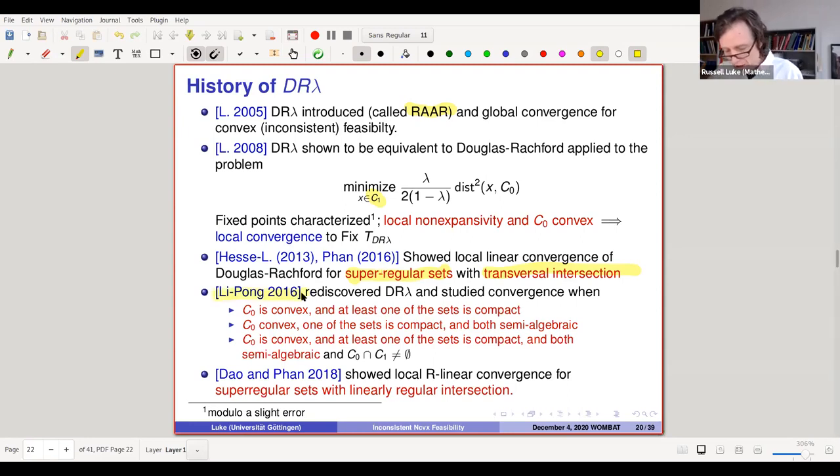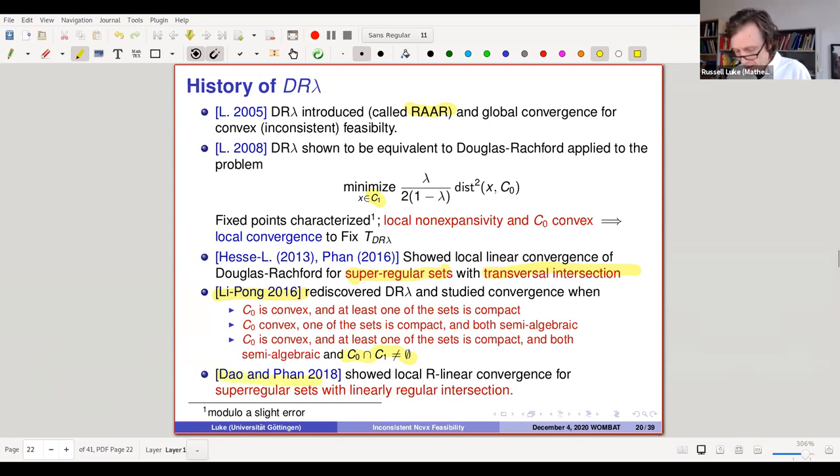Li and Pong in 2016 sort of rediscovered the relaxed Douglas-Rachford, and they were able to show convergence of this in increasingly wild settings. First, if it's convex and one of the sets is compact, they get this. If one of the sets is convex and at least one is compact and both are semi-algebraic, they can get some rates. But the key thing is that their rates and everything only work for non-empty intersection.